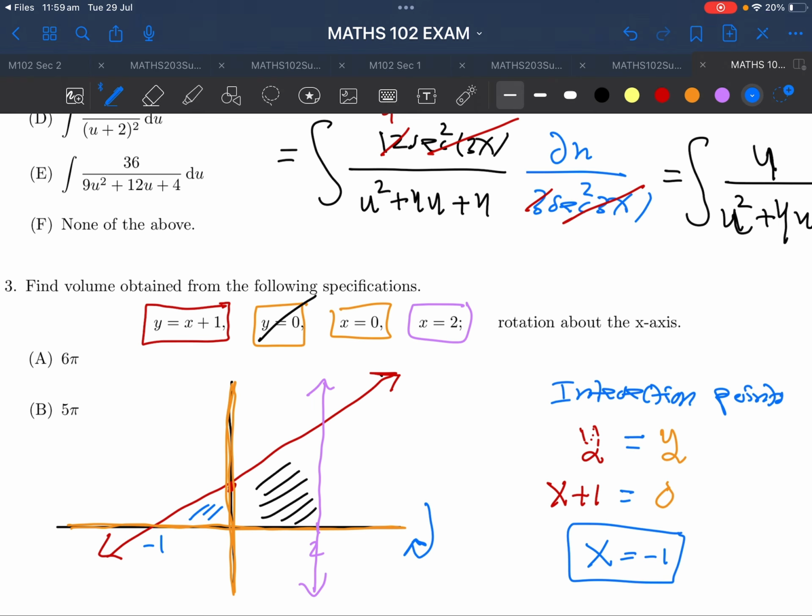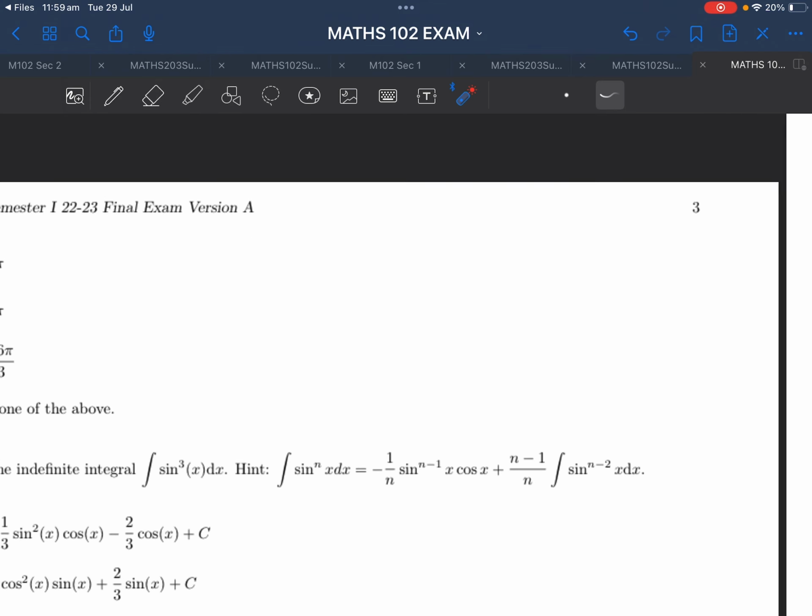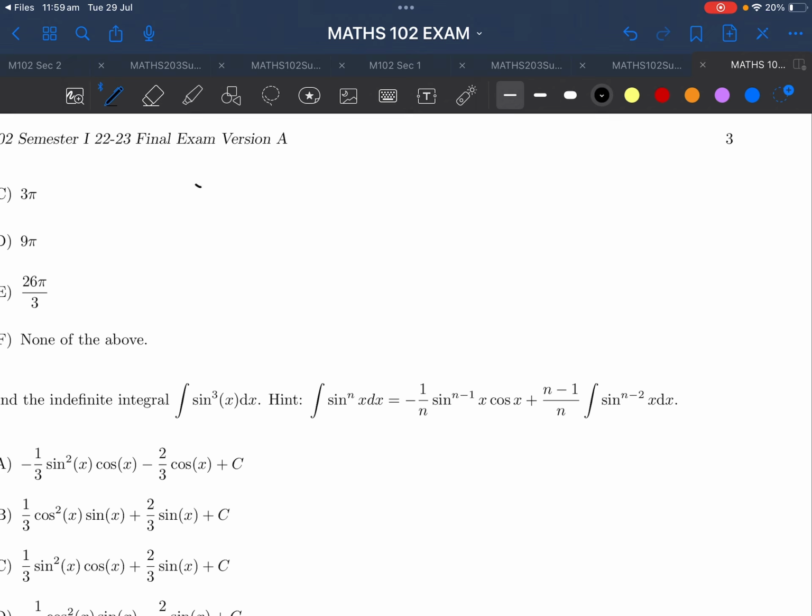Now the axis of revolution is horizontal. The functions are given in terms of x. So which method will we use? We will use the shell method, which has R out and R n. Of course, there is no R n because there is no space between the region and my axis up here. So let me go to the next page and write the formula for the volume.